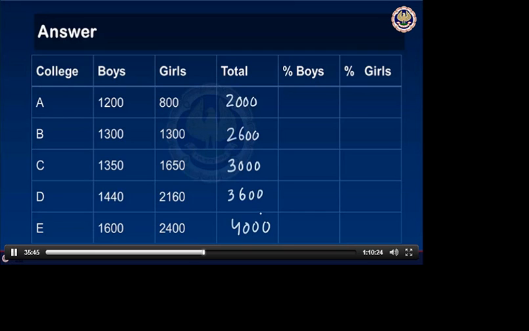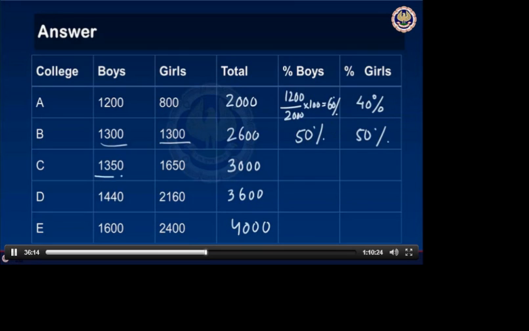So now we calculate the percentage of boys, which is 1,200 divided by 2,000 multiplied by 100. So we get 60%. So 60% are boys. So that means the remaining will be girls, which is 40%. And similarly, we can calculate the percentage of boys and girls for college B also. So here it is 1,300, 1,300. So it is 50%. Pretty simple.